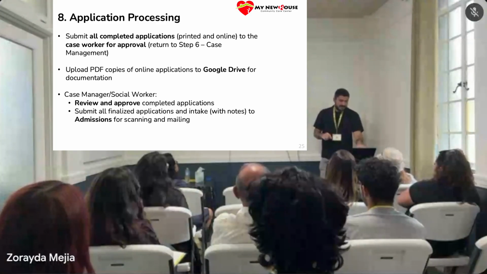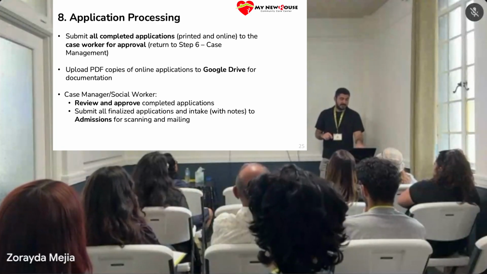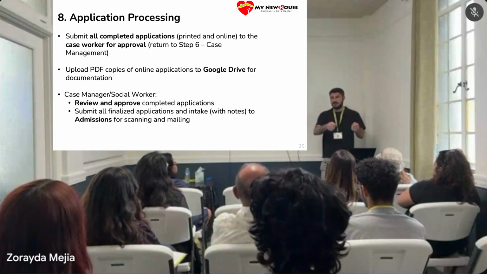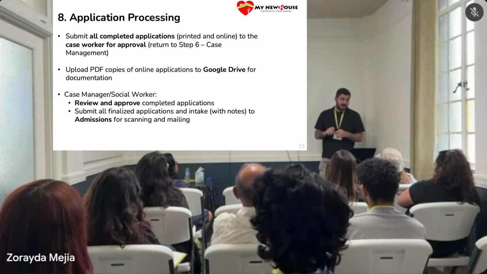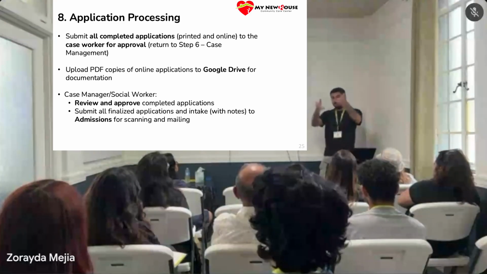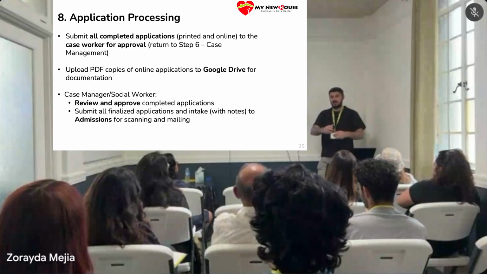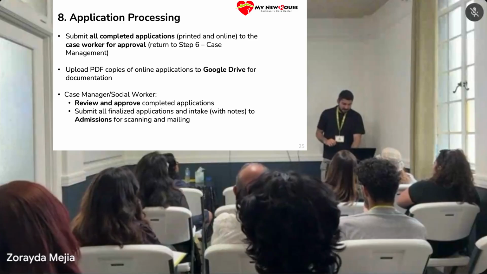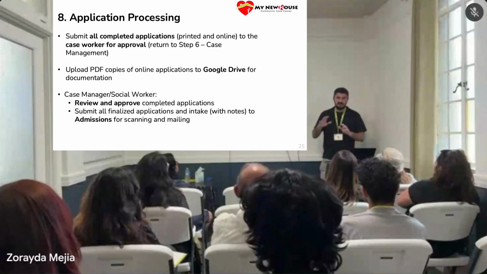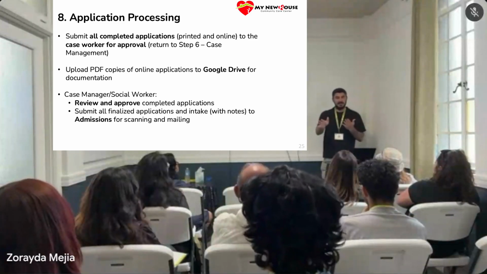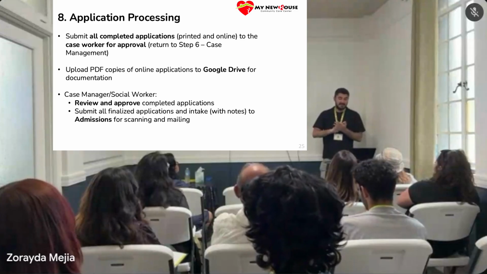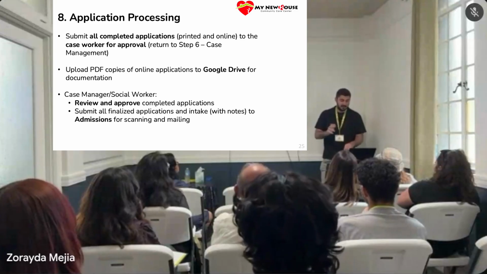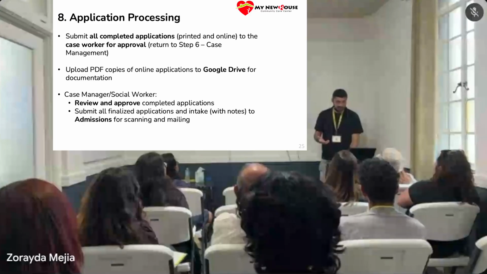Submit all completed applications, printed and online, to the caseworker for approval. So paper applications, you give to the caseworker to sign off on it and say, this is done correctly and done well. Online applications, same thing. You hand the laptop basically to the caseworker, say, hey, can you review the online application, see if it's good? If it's good, they click submit and send it out. And then the paper applications are going to be mailed out by admissions. The PDF copies of the online applications, we're going to upload them to Google Drive for our own documentation purposes.